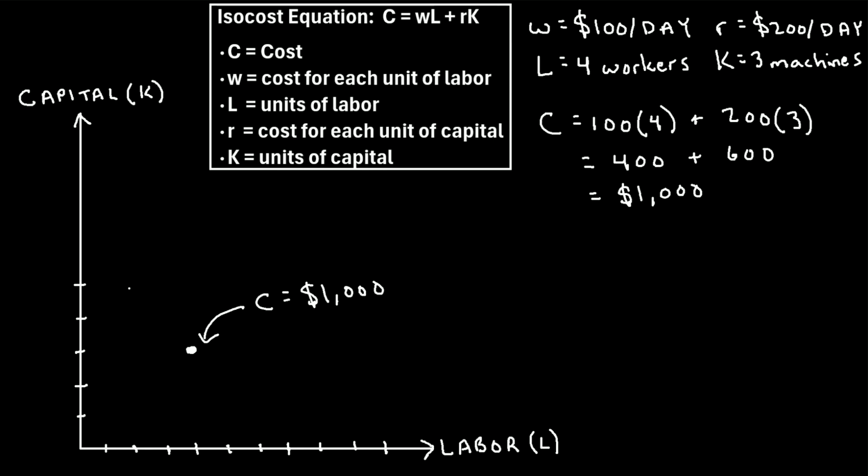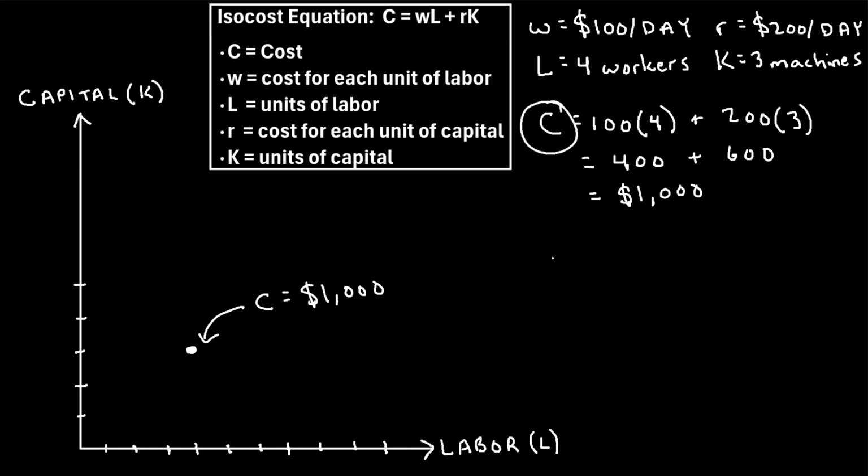To draw this line, there are 2 things we need to find: the y-intercept, where the line crosses the y-axis, and the x-intercept. Finding these points is pretty straightforward. For the y-intercept, notice that on our graph this is the point where labor is equal to 0. So there's no labor, but there's a certain amount of capital. We can use this cost of $1,000, plug it in for C, set our labor value equal to 0, and solve for capital.